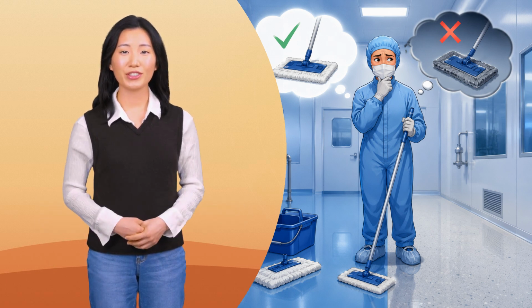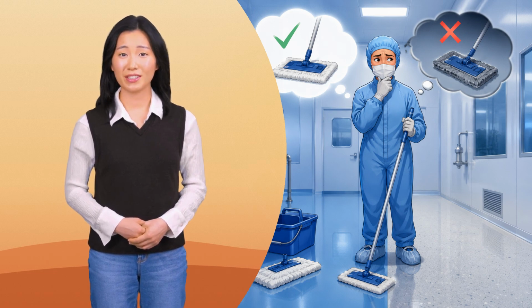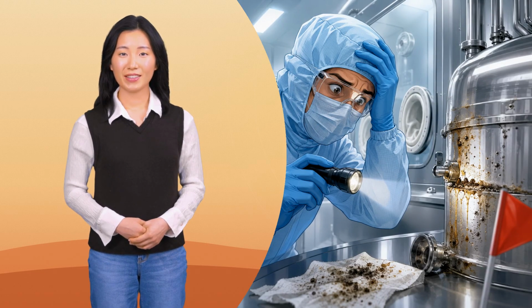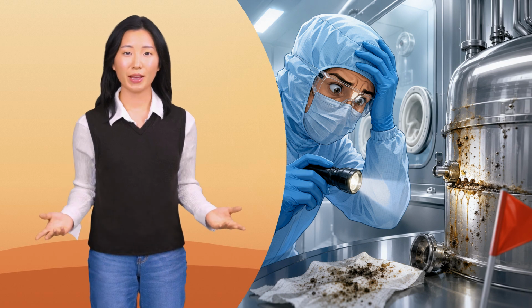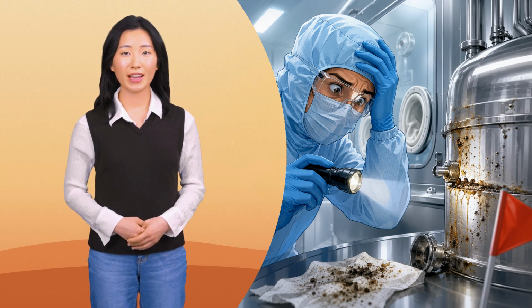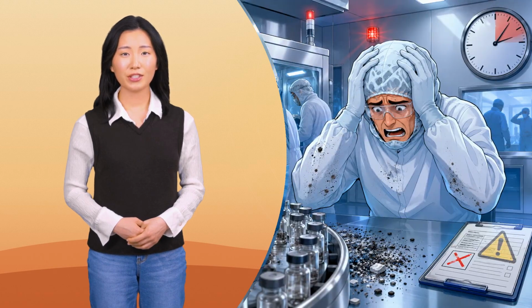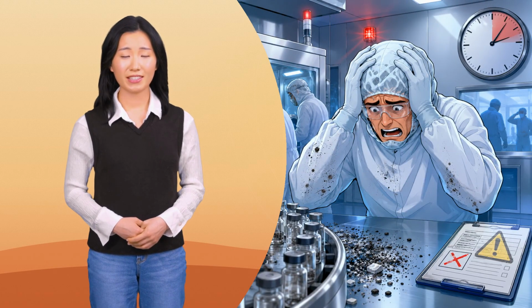You start the process, but there's a nagging question. Is this the right tool for this surface, or is it just a guess? Later, as the QA team reviews the area, inconsistencies in the decontamination are flagged. A potential source of contamination has been identified. This could mean extra work, delays, or even a quality deviation.